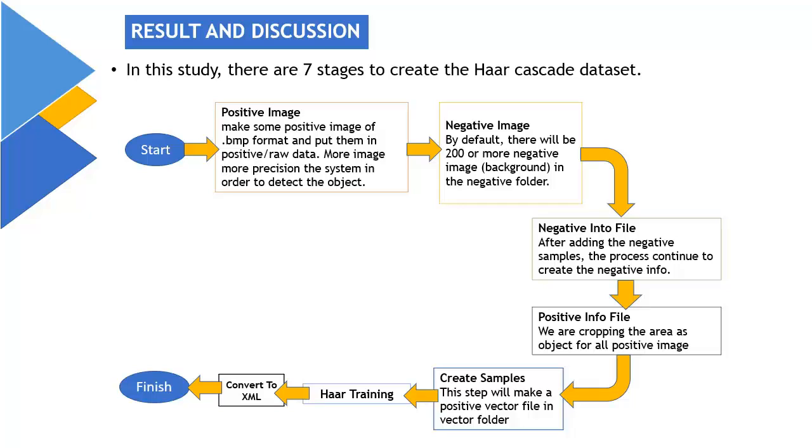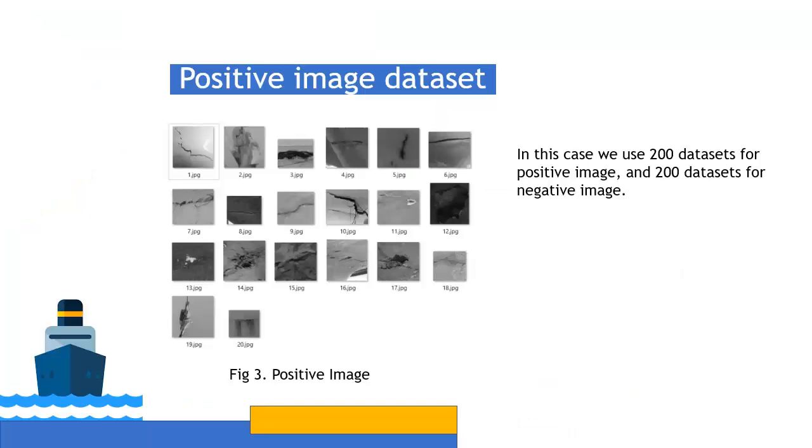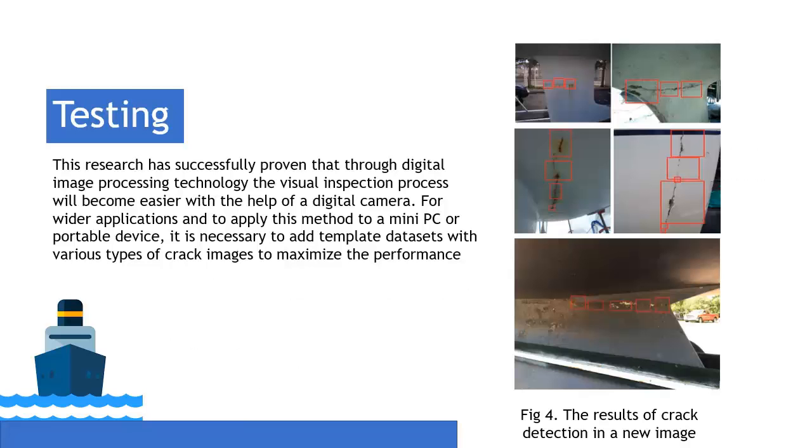The fifth step is creating the samples. This step will make a positive vector file in the vector folder. The sixth is Haar training. And the last is converting the Haar training result to XML. In this case, we use 200 datasets for positive images and 200 datasets for negative images.